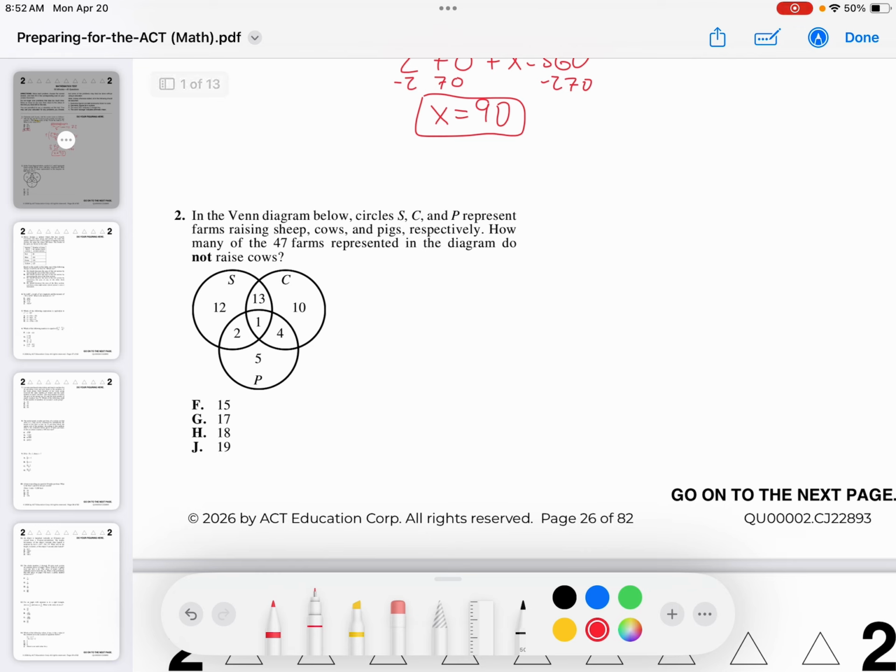In the Venn diagram below, circles S, C, and P represent farms raising sheep, cows, and pigs respectively. How many of the 47 farms represented do not raise cows? So here's all the cows. All the ones that don't raise cows would be these ones. And so 12 plus 2 plus 5 looks like that would be 19.